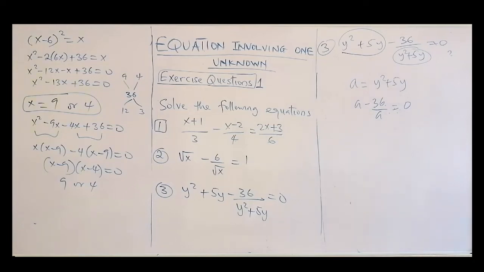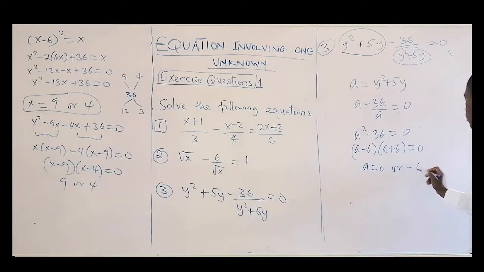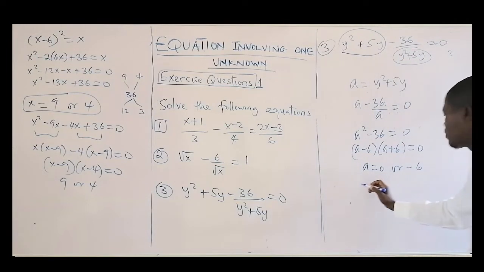Then multiply through by the denominator, that will be a squared now, minus 36 equal to 0. Then you can use the difference of two squares for that. So a is equal to 6 or minus 6. Then you just come back here and get your y, because a wasn't part of the question.